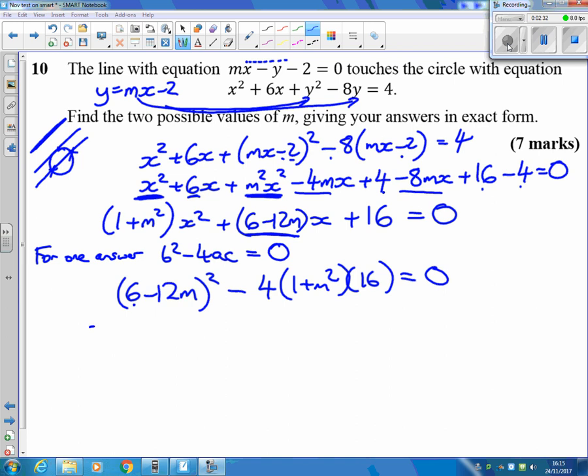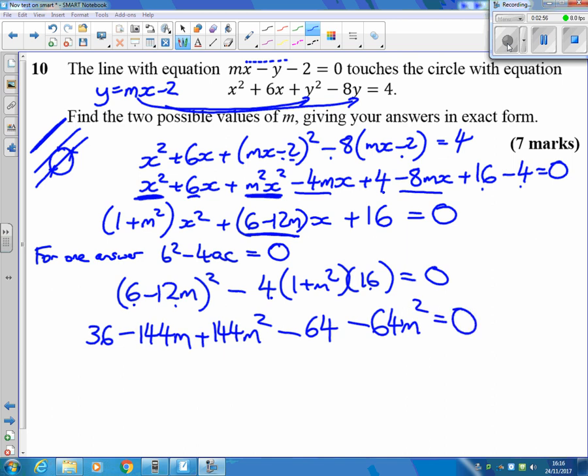So 6 squared is 36. I've got minus 72, but I've got minus 72 twice, so I've got minus 144m. And I've got actually 12 squared there as well, 144m squared. I'm taking away 4 times 16, that's 64, and 4 times 16 times m squared, which is 64m squared.